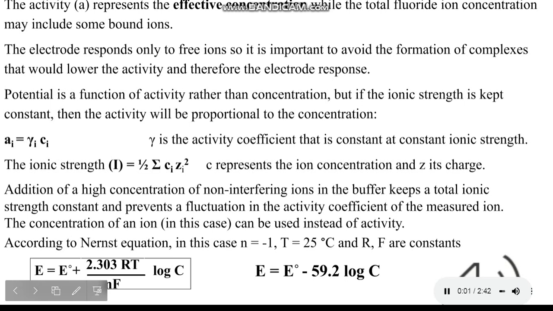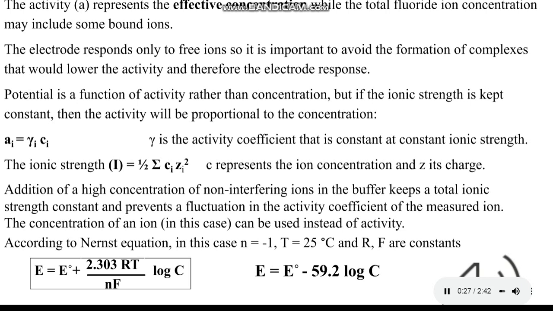The concentration used in the Nernst equation is activity, which is the effective concentration, not molarity, which is the total fluoride ion concentration, which may include some bound ions. The electrode responds only to free ions, so it's important to avoid the formation of complexes that would lower the activity and therefore the electrode response.